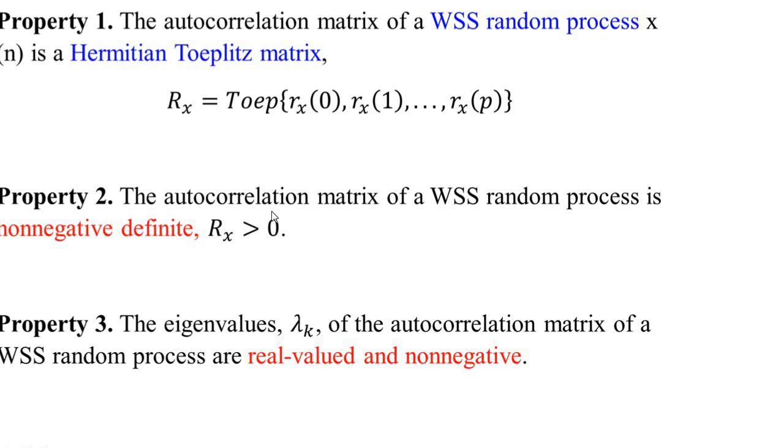Property 2: the autocorrelation matrix of a WSS random process is non-negative definite. So the autocorrelation matrix will be non-negative definite, that is, always greater than or equal to 0. Property 3: the eigenvalues lambda k of the autocorrelation matrix of a WSS random process are real valued and non-negative.